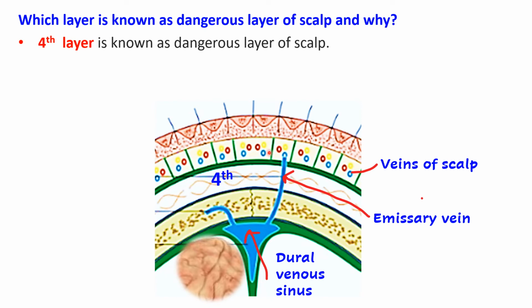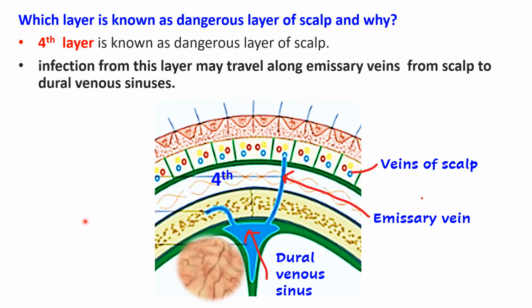So if there is infection here, that can pass from the veins of the scalp through the emissary vein to the dural venous sinus and can lead to meningitis. It can involve the brain also, within the cranial cavity. So that's why it becomes dangerous. So the fourth layer is known as the dangerous layer of scalp, and this comes as a short note also in exams. So infection from this layer may travel along emissary veins from scalp to dural venous sinuses. That's why it is known as the dangerous layer of scalp.